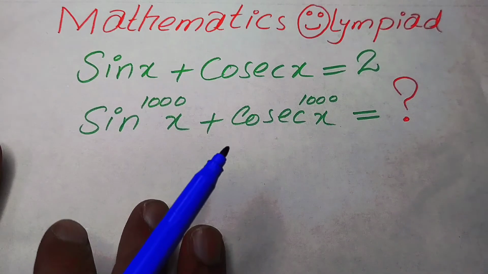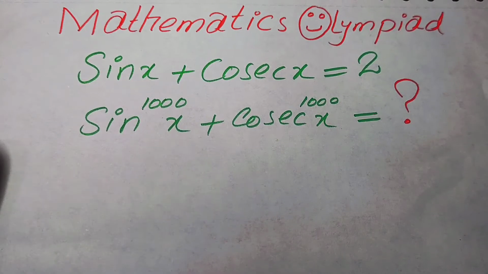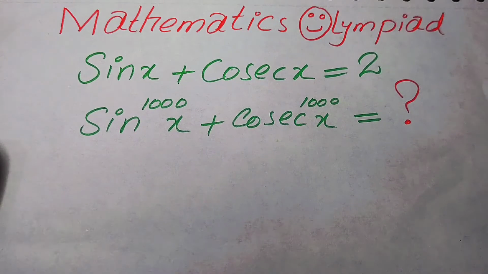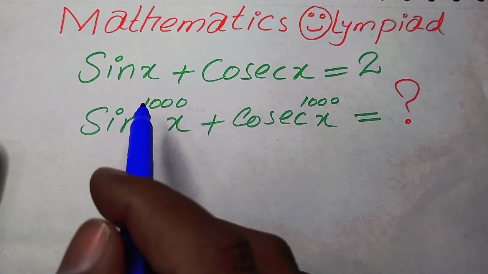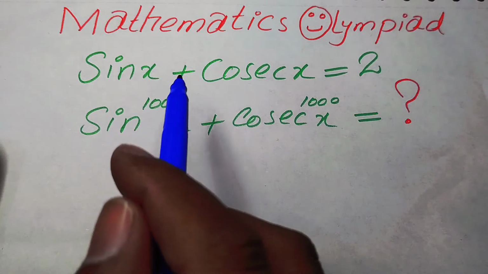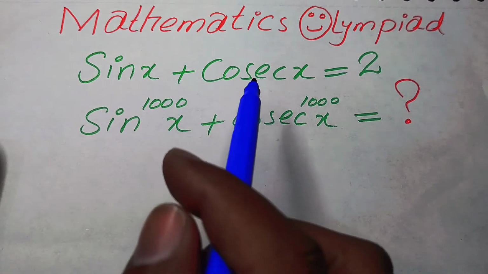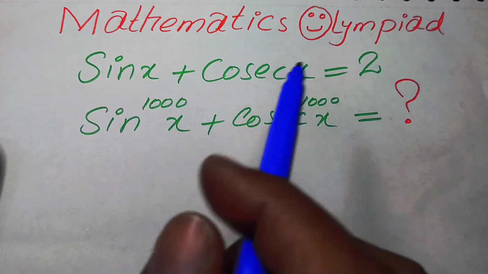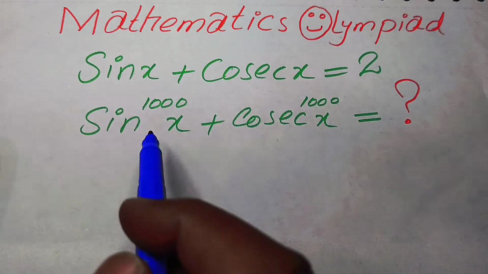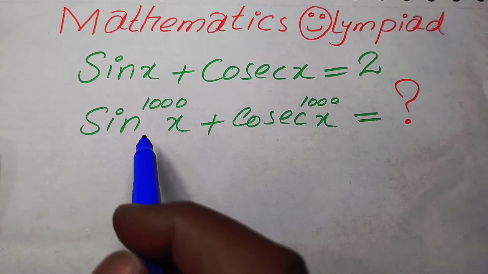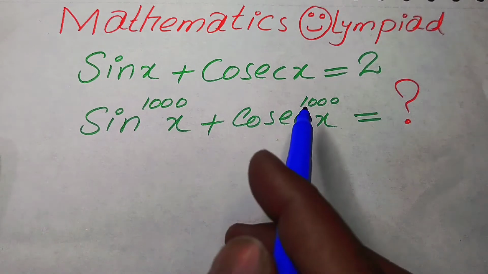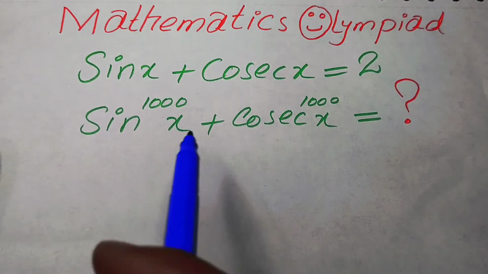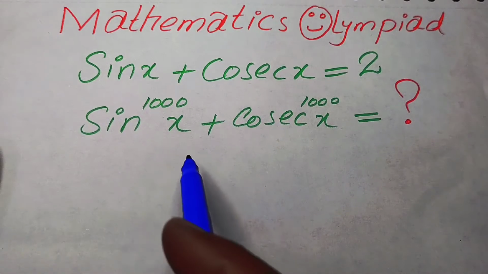In this video we are going to solve a nice trigonometric equation. So the very first thing we are going to do is, here we are given the question statement that sine of x plus cosecant of x is equal to 2, and our target is to find the value of sine to the power of 1000 of x plus cosecant to the power of 1000 of x. Okay, we find the value of this expression.